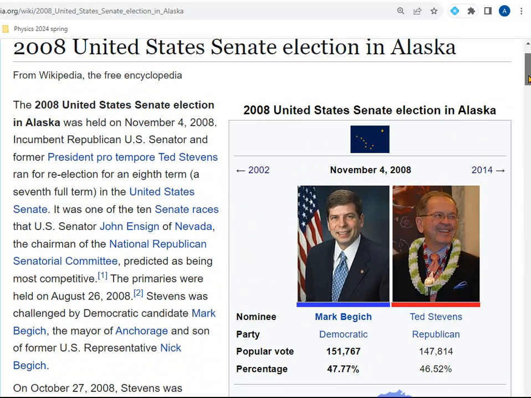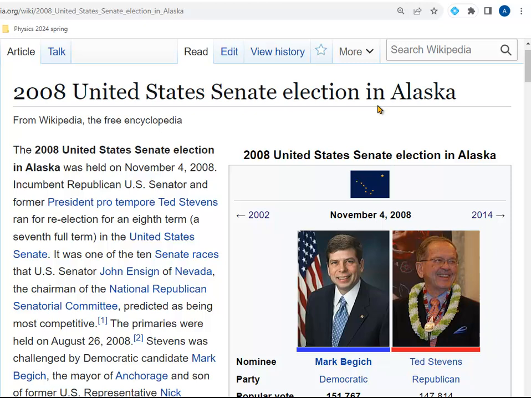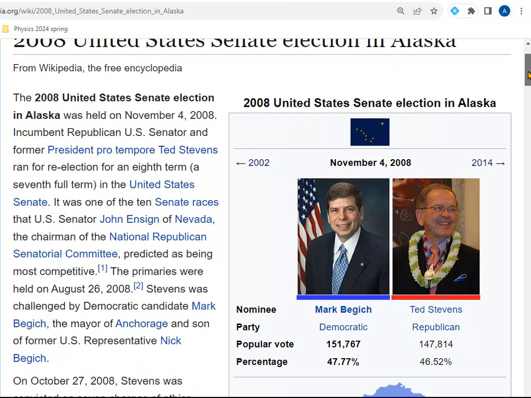There we go. 2008 United States Senate election in Alaska. So I think that's 12 years earlier. That was actually, by the way, the same Senate seat 12 years earlier. And notice that Mark Begich won with 151,000 votes and 47.77%. He won the plurality vote and therefore became elected. When a plurality vote is used, a majority doesn't have to be reached. So usually they do get more than 50%, but they don't have to.